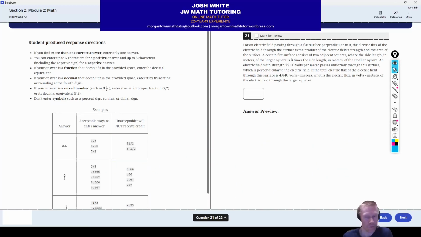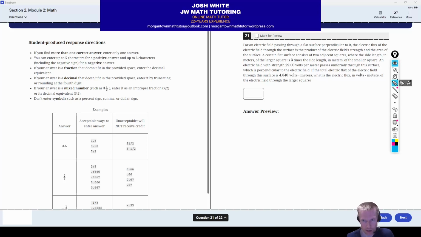All right, next up we have number 21. This one deals with flux. If you read through this gigantic paragraph here, it seems like a complicated problem, but it actually is not that difficult to solve. I will also show you at the end a very shortcut method you could use to solve this all in just one step.